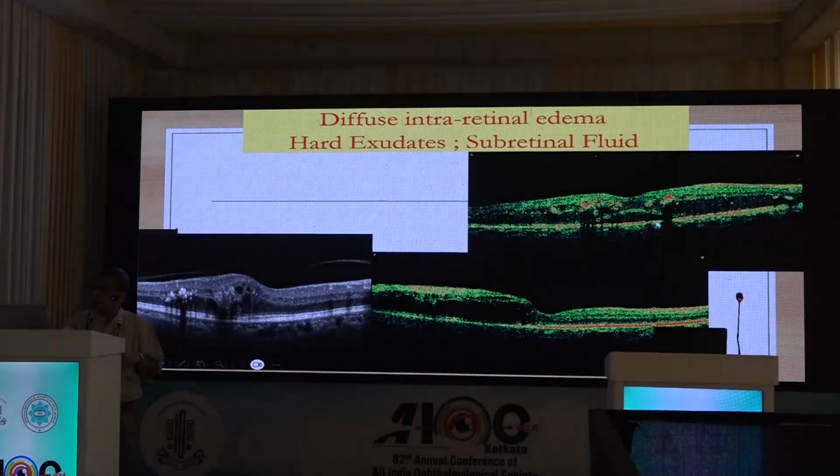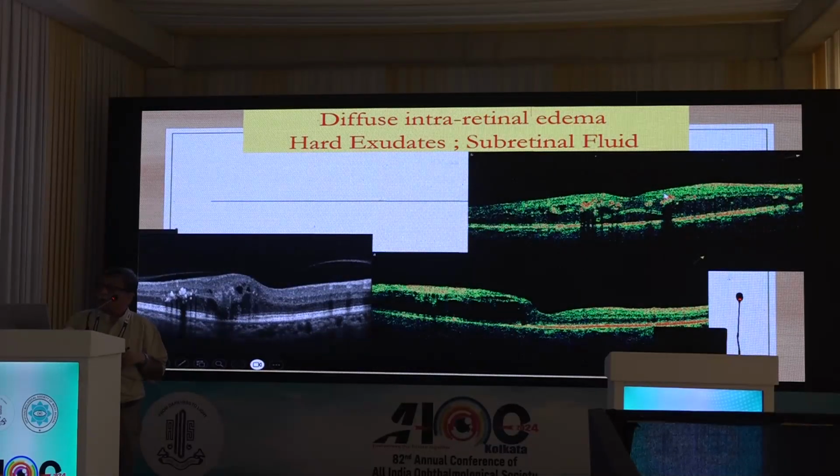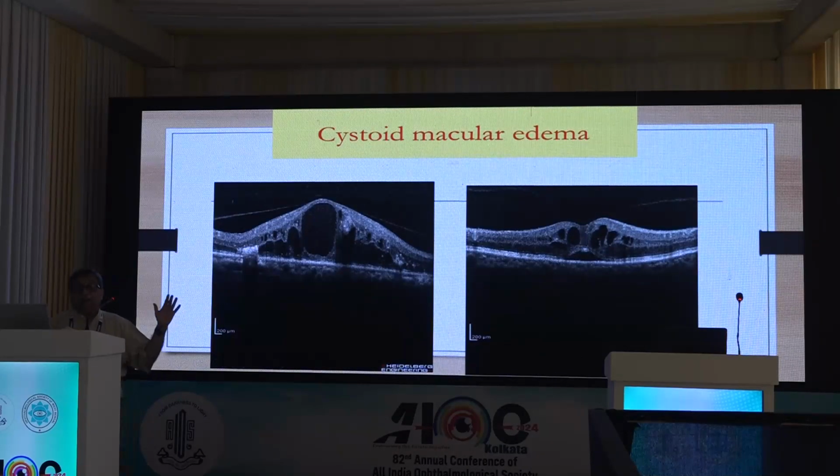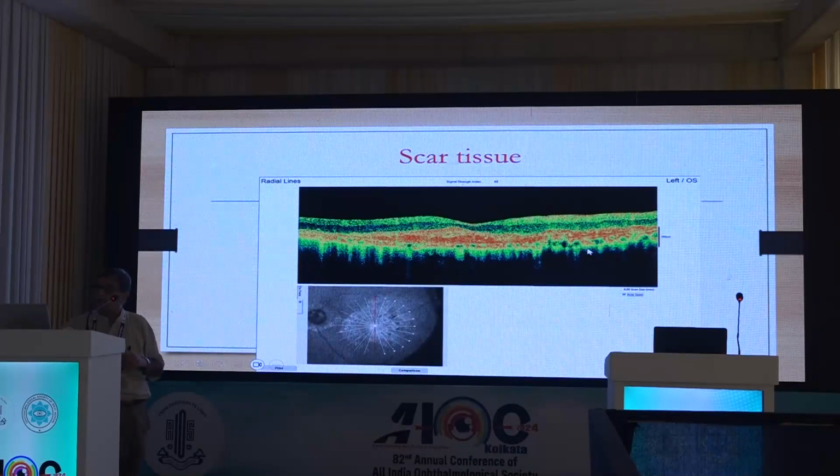So here you see a neurosensory detachment. You also see these hard exudates. You see cystoid spaces, and you see some loss of the outer nuclear layer. So all these things can be picked up in the retinal changes. And here you see a large amount of cystoid macular edema. This is the fovea. So you know this is cystoid macular edema, and in this one there's also neurosensory detachment.